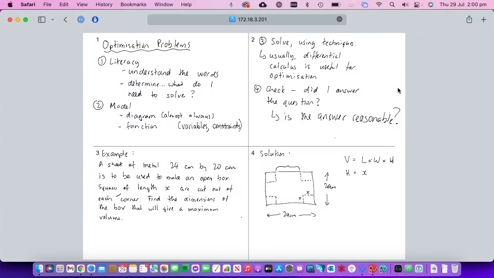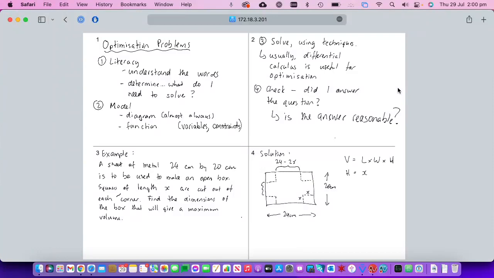Okay, so I need to work out what that length is and then work out what this width is. And I can do that. That's all pretty reasonable, I think. I know that the total length is 24, so therefore this length here must be 24 minus 2x. Can you see that? There's an x there, there's an x there, so it's 24 minus 2x.